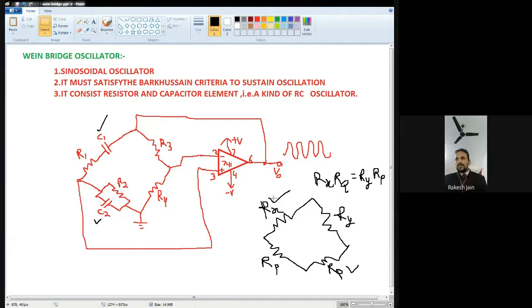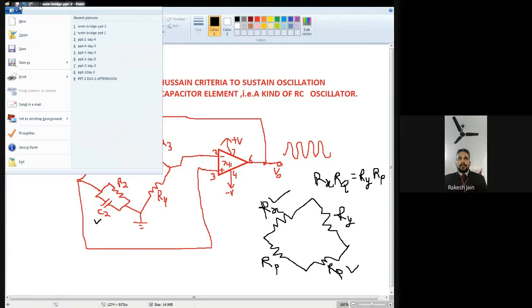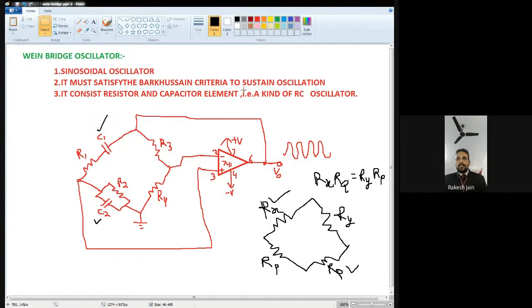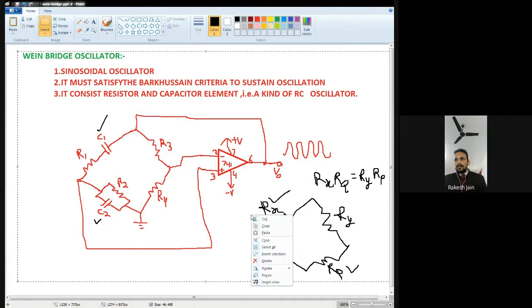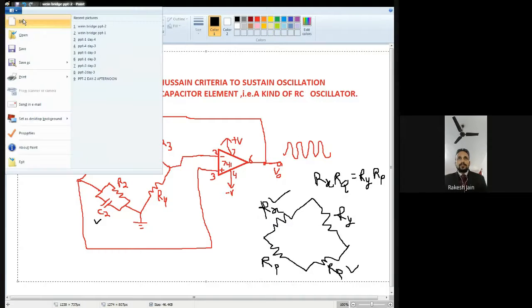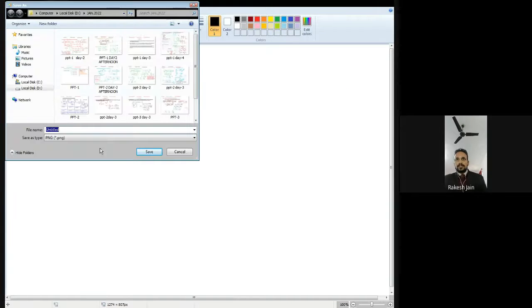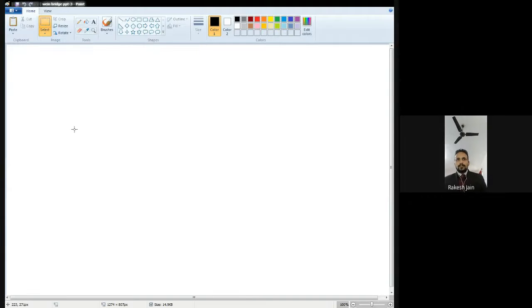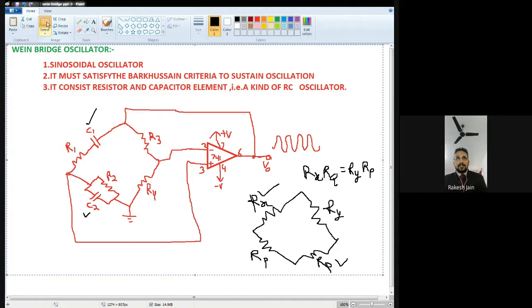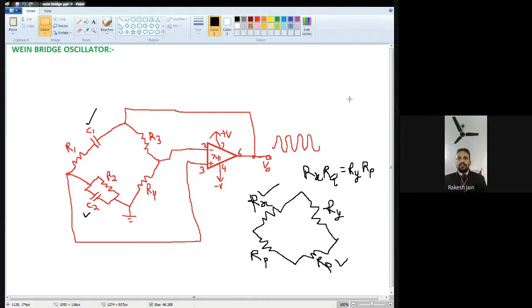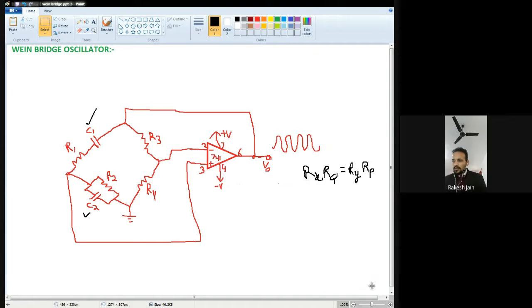Okay, so I just remove this. I just save this file and open a new file in which I will perform the derivation. In the new file, I just wait for a while. Okay, so this is the Wein bridge oscillator whose derivation we have to perform. Now I remove this rough work.